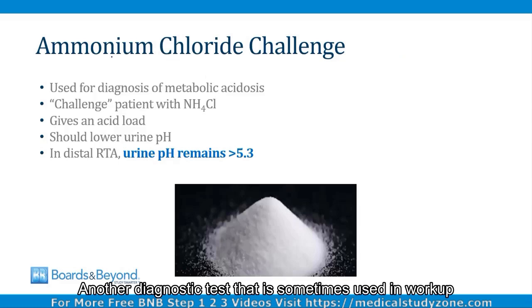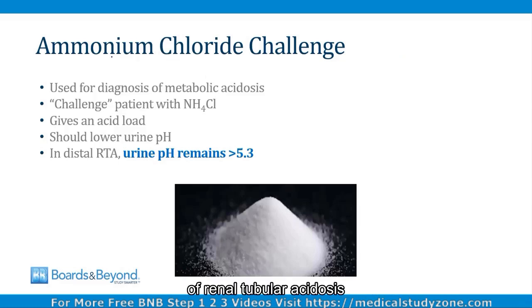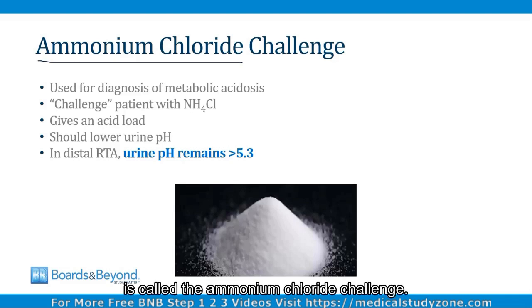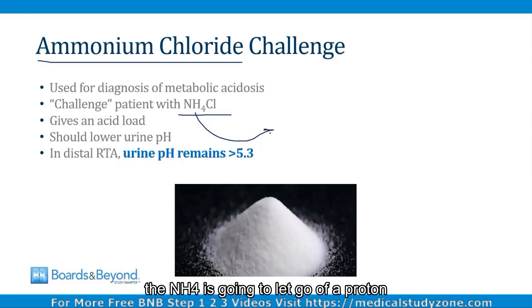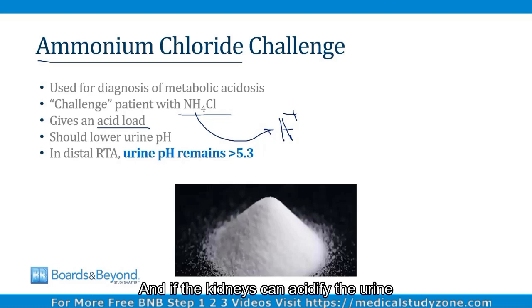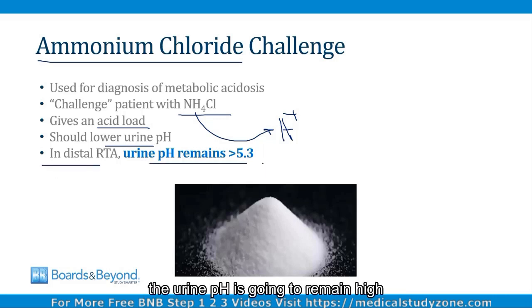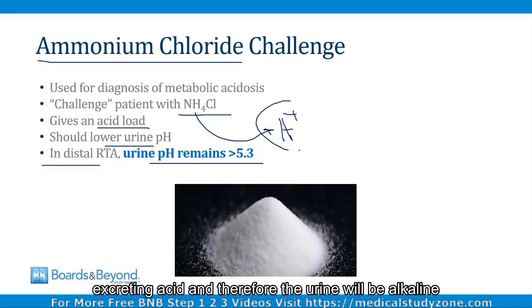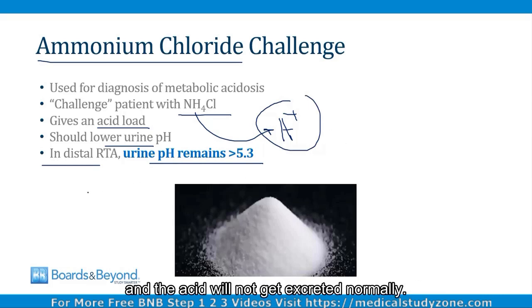Another diagnostic test that is sometimes used in the workup of renal tubular acidosis is called the ammonium chloride challenge. The idea here is that you give the patient ammonium chloride, and when you do this, the NH4 is going to let go of a proton, and this becomes an acid load to the body. If the kidneys can acidify the urine normally, then the urine pH should get low. However, in a distal RTA, the urine pH is going to remain high, because in a distal RTA there's a problem excreting acid, and therefore the urine will be alkaline and the acid will not get excreted normally.